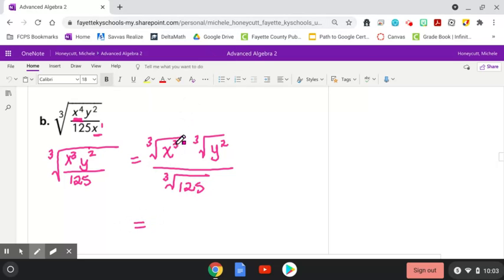Well, 3 divided by 3 is 1, so x to the first power. 2 divided by 3 is 2/3. That's not greater than 1, so I'm going to leave it as the cubed root of y squared. And then really with that x to the first, we don't write the 1 as the exponent. It's usually understood, so you don't have to write it. And then the cubed root of 125 is 5.